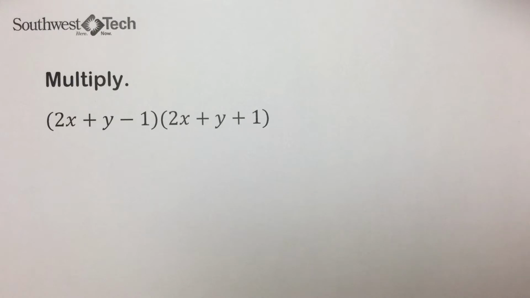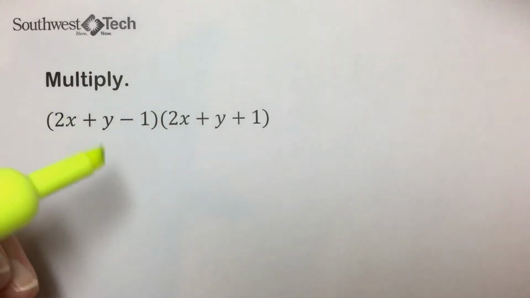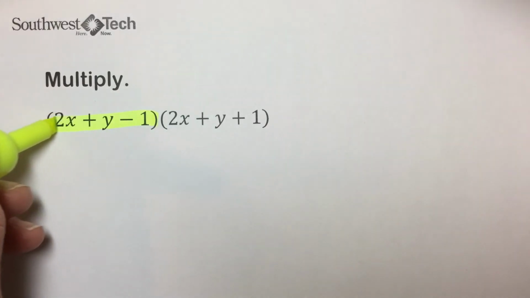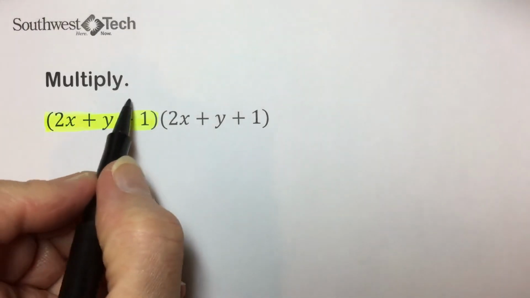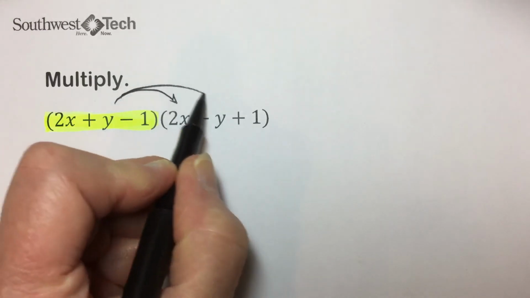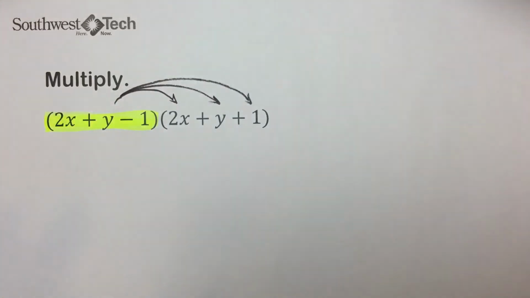Here we have a trinomial times a trinomial in more than one variable. We can treat this as a distributive property, or we can set it up in columns and do vertical multiplication. Distributive would be treating one of the polynomials as a single quantity and then multiplying it times each one of these terms, using distributive property again to simplify.